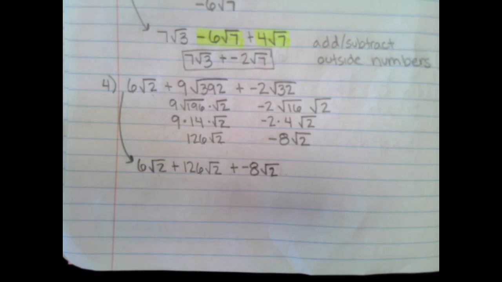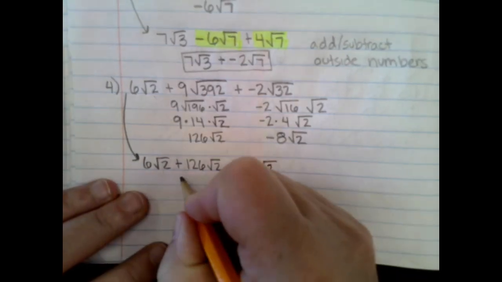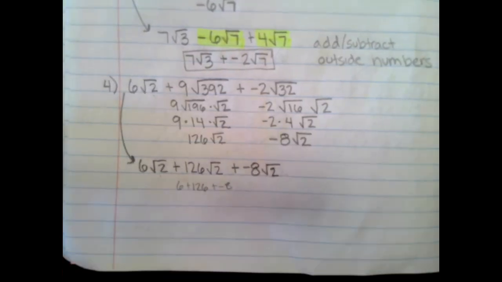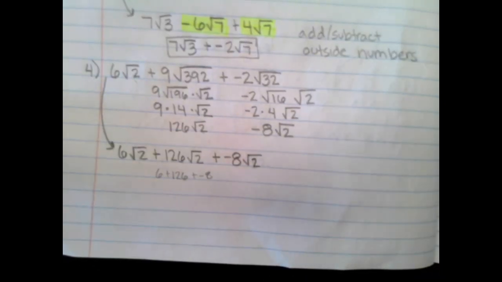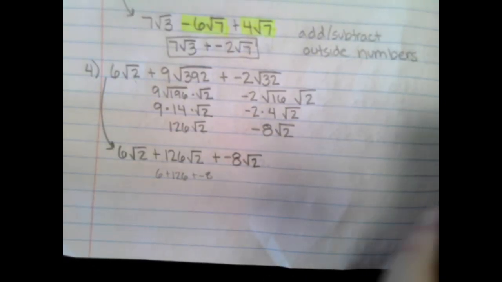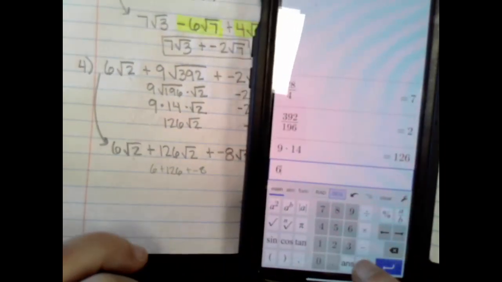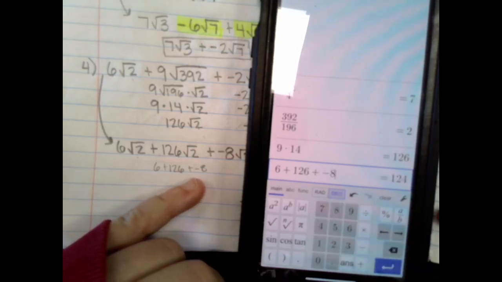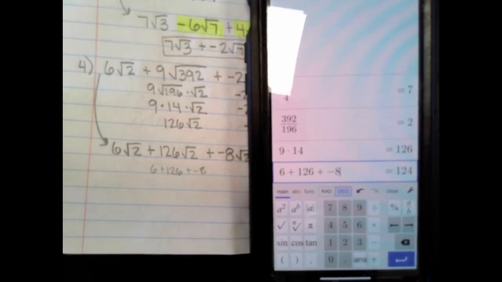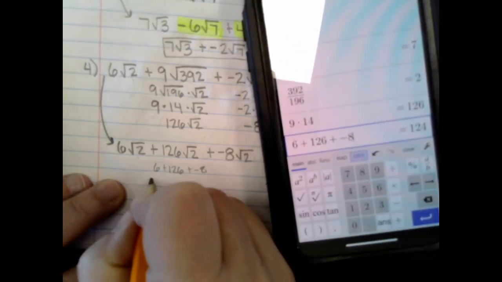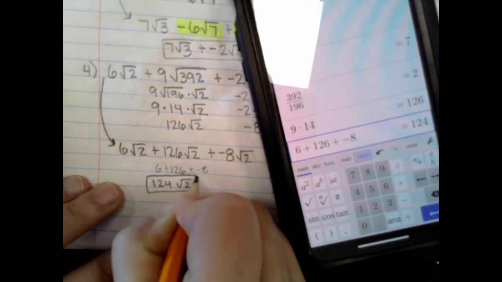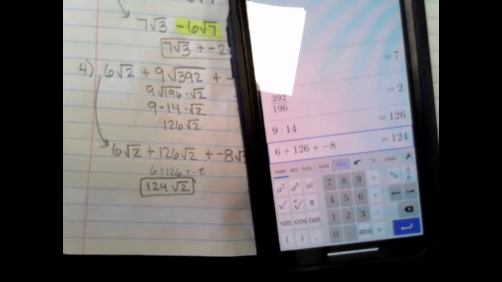So because they all have square roots of 2, we can combine them all. So really what we're thinking is what is 6 plus 126 plus negative 8? If you want to write that kind of in light color or light pencil shade so you can see that that's what we're thinking. And we do 6 plus 126 plus negative 8. And our answer is 124. So we can just write it as 124 square root of 2. Okay, we're just combining those coefficients.